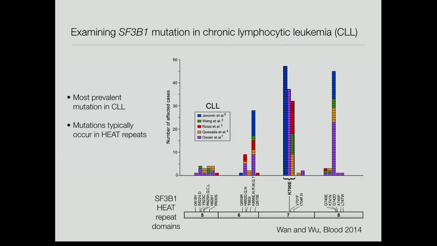SF3B1 is actually one of the most prevalent mutations in chronic lymphocytic leukemia. This work is in collaboration with Catherine Wu's lab. This is a review from the Wu lab showing the locations of the most frequent SF3B1 mutations in CLL. These do occur in this HEAT repeat domain, and the most frequently mutated position is this K700E.